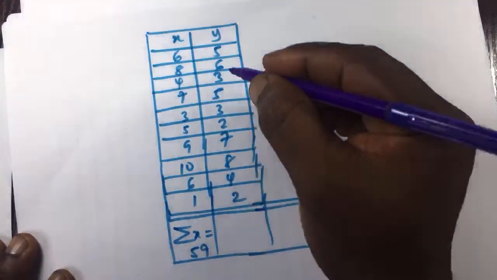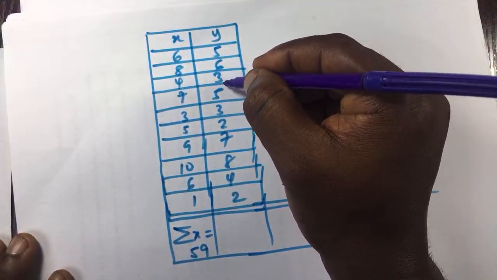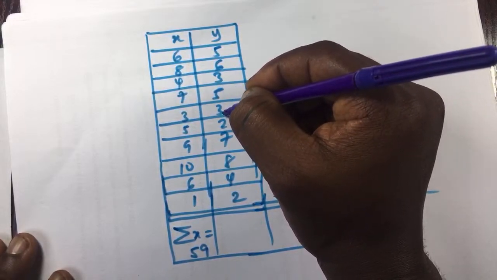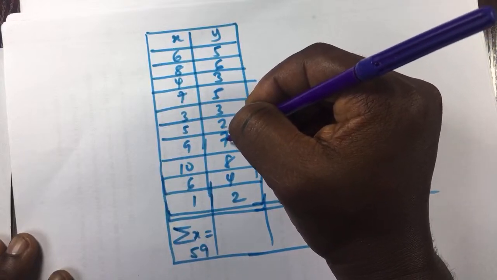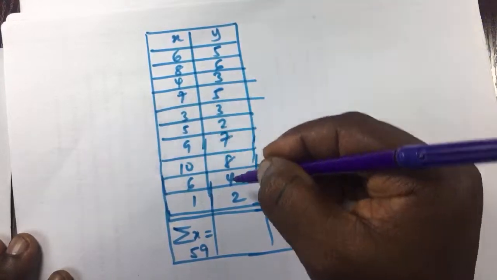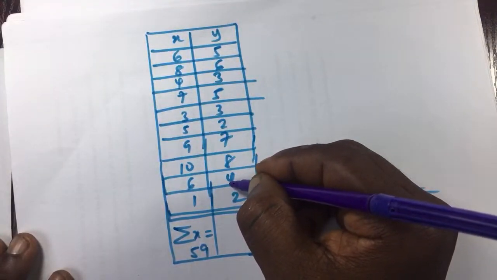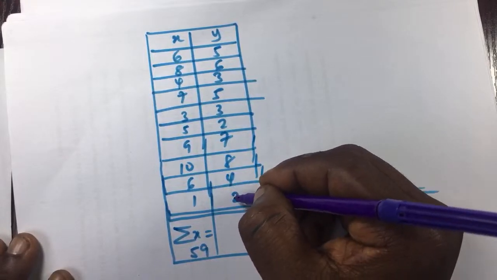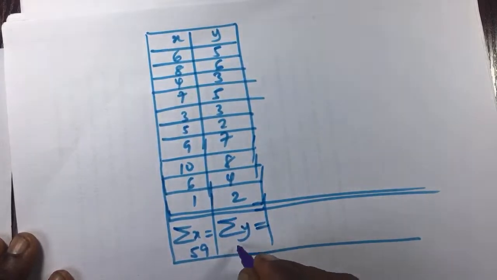Now, if you add 5 to 6, you will get 11. 11 plus 3 will give you 14. 14 plus 5 will give you 19. 19 plus 3 will give you 22. 22 plus 2 will give you 24. 24 plus 7 will give you 31. 31 plus 8 will give you 39. 39 plus 4 will give you 43. And 43 plus 2 will give you 45. So I think that should be the result. So summation y will be 45.